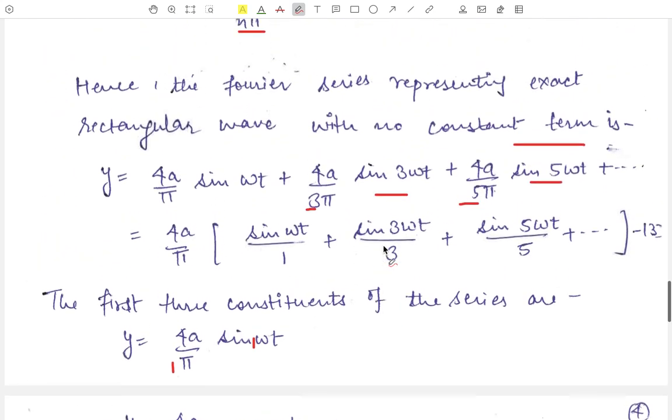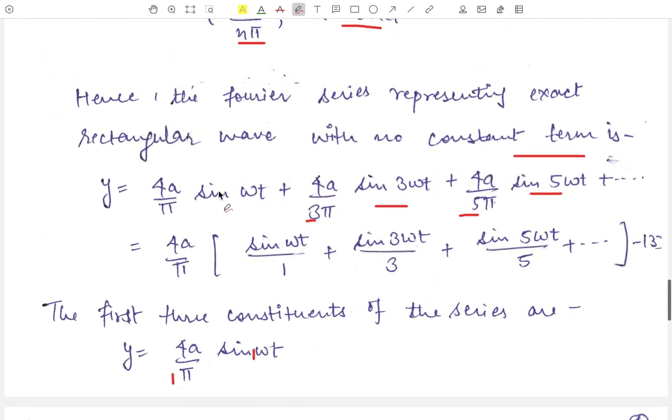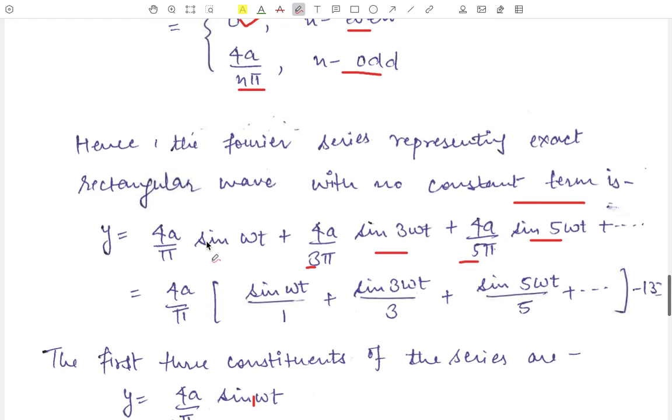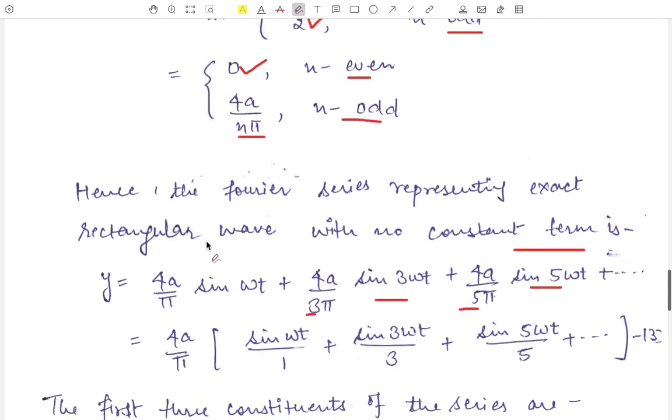So this is the Fourier series for the rectangular wave. Here we have no constant term, no cosine term, only the sine terms are here, and that also with the odd values of n, and with the even values of n the terms are 0 again. So this is it about it.